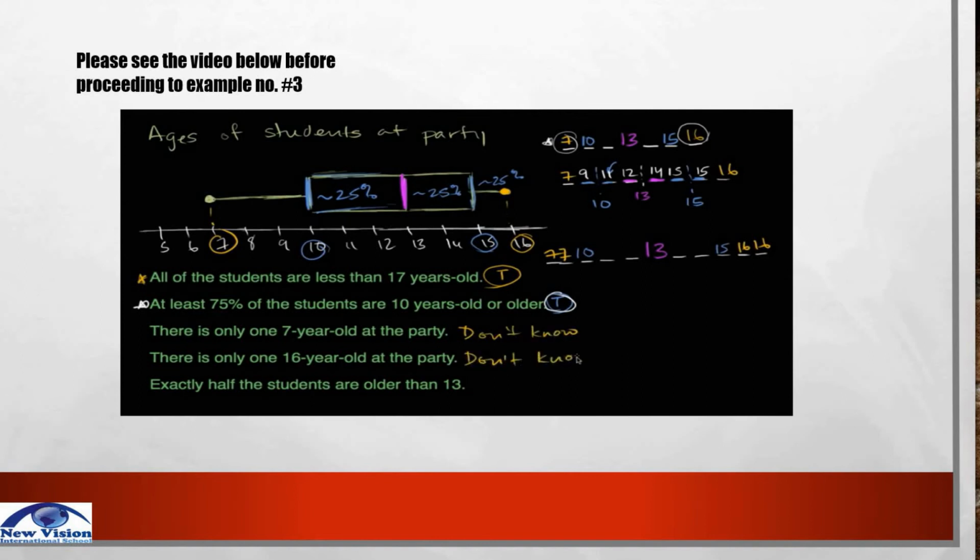We just don't know. Now the next statement, exactly half the students are older than 13. Well, if you look at this possibility up here, we saw that 3 out of the 7 are older than 13. So that's not exactly half. 3 sevenths is not 1/2. But in this one over here, we did see that exactly half are older than 13. We have an even number right over here, and so it is exactly half. So it's possible that it's true, it's possible that it's not true based on the information given. We once again do not know.